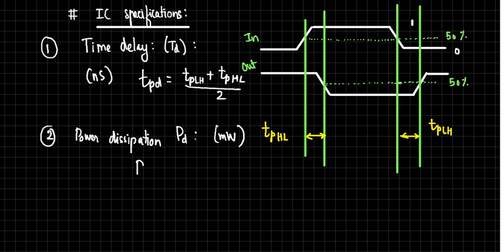This power dissipation is defined as the supply voltage VCC multiplied by the supply current ICC. There is power dissipation for logic low and for logic high, so I will say ICC for logic 0 and ICC for logic 1. ICC0 is the maximum current taken from the power supply at logic 0. ICC1 is the maximum current from the power supply when it is at logic 1.